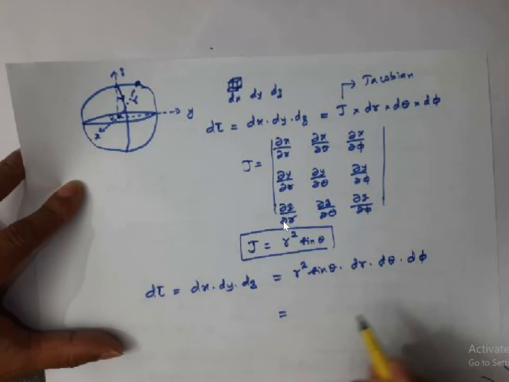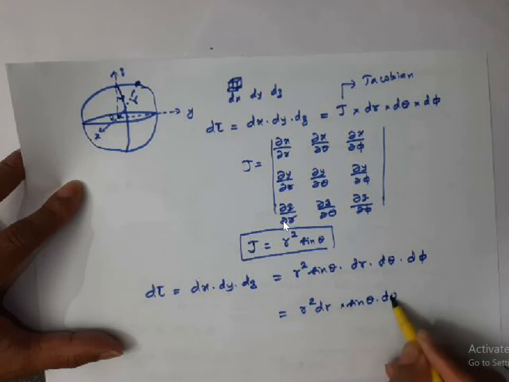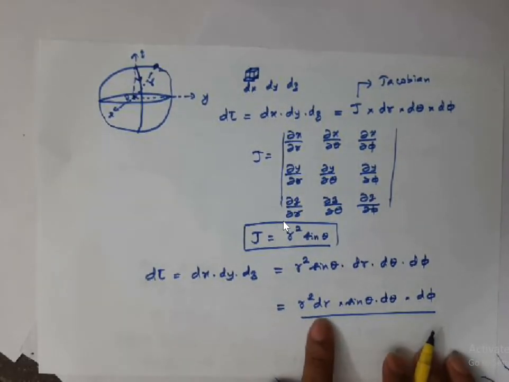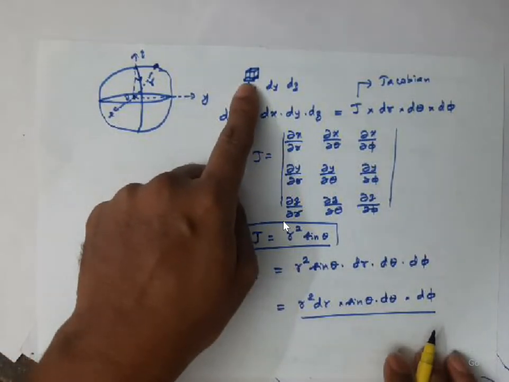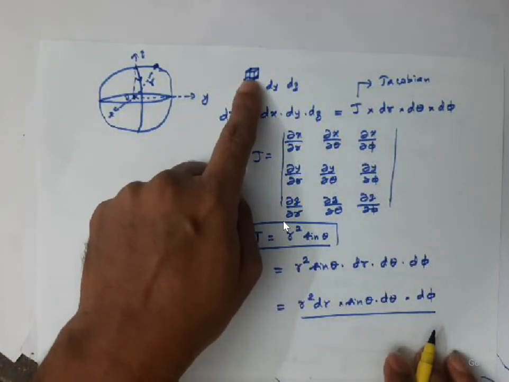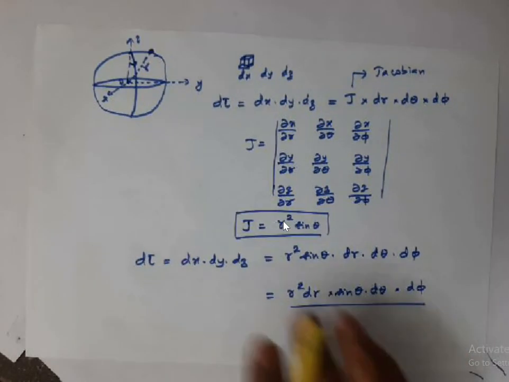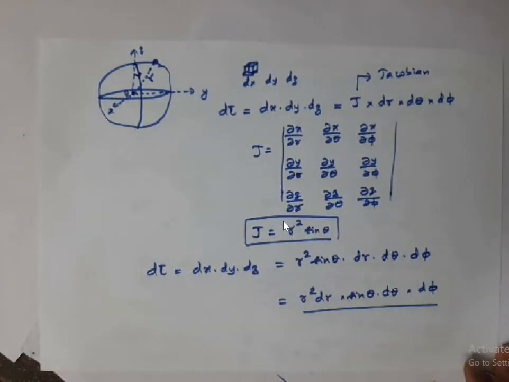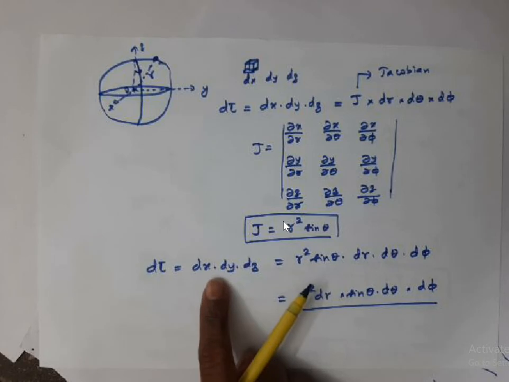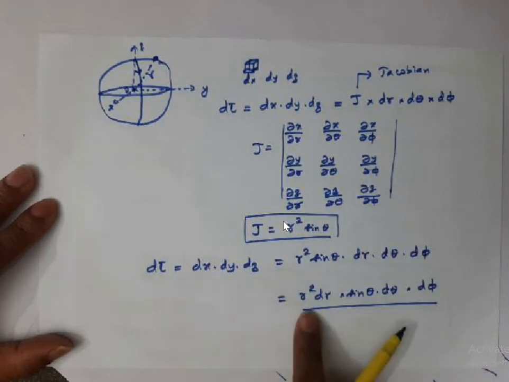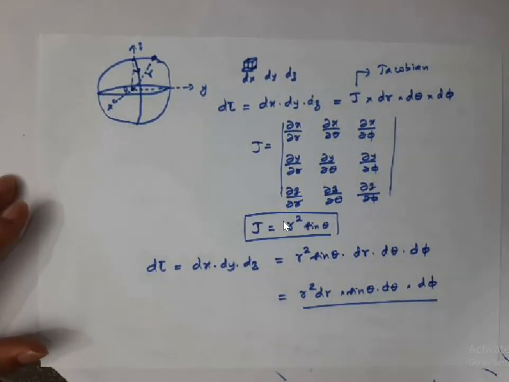Okay, and usually we write like this: r square dr into sine theta into d theta into d phi. So this gives you the volume of the small element of space, small cubical element of space in three-dimensional space, which is represented in spherical polar coordinate. Okay, if you use Cartesian coordinate, d tau is the product of these three. If you use spherical polar coordinate, d tau is equal to this product. This is another information you should keep in mind.